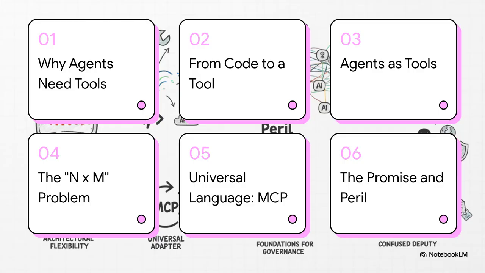So here's our roadmap for this explainer. We're going to see how we can give that brain some hands and eyes. We'll kick things off with why agents need tools in the first place. Then we'll get practical and see how simple code becomes a tool. We'll level up and talk about agents using other agents, which leads us to a huge industry-wide headache called the N times M problem. And that's where a universal language called MCP comes in. Finally, we'll wrap up by looking at the incredible potential and the very real dangers of all this.